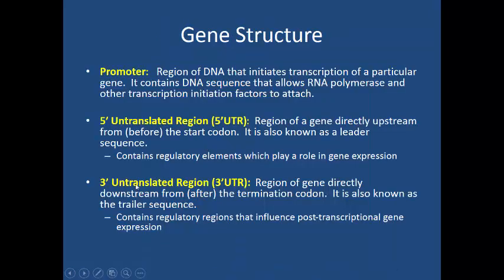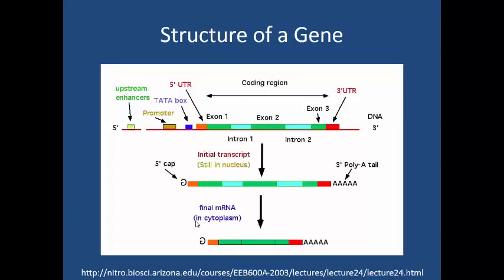Then we have the 3' untranslated region, also known as the 3' UTR. This is the region of the gene directly downstream from, or after, the stop codon or the termination codon. It's also known as the trailer sequence. And the reason why we care about the 3' untranslated region is that it contains regulatory elements that influence post-transcriptional gene expression, stability, etc. And so the 3' UTR is shown here on this picture.